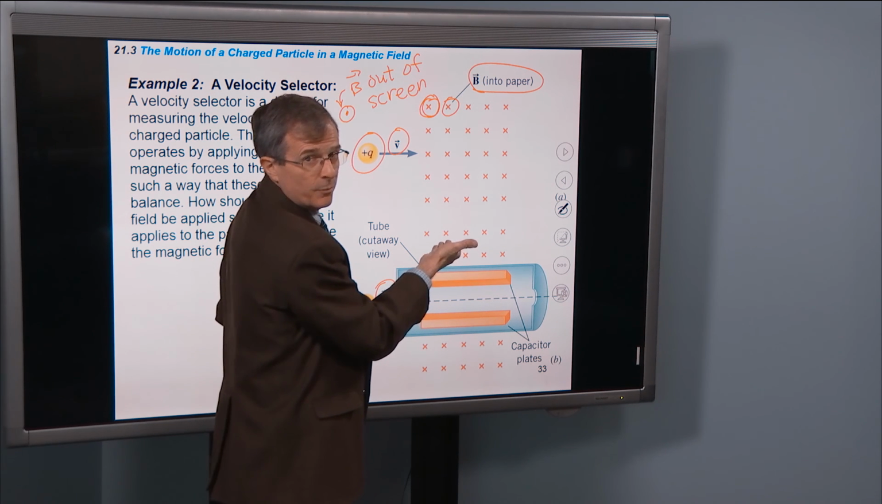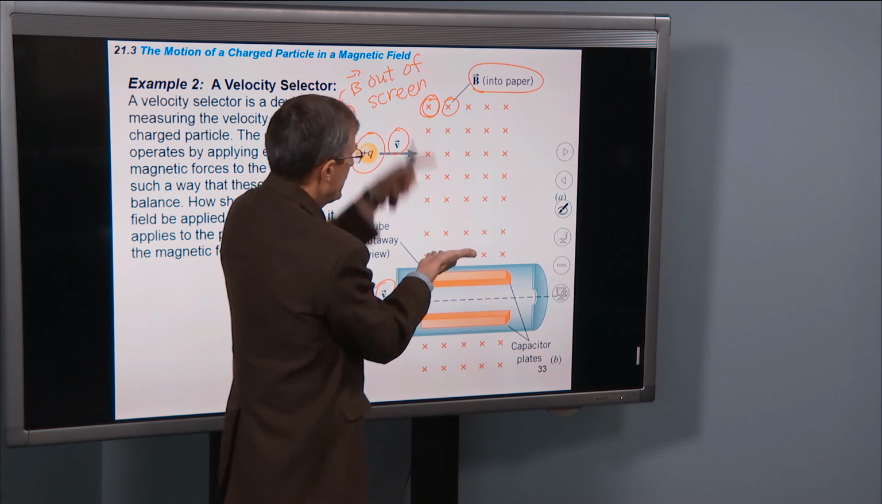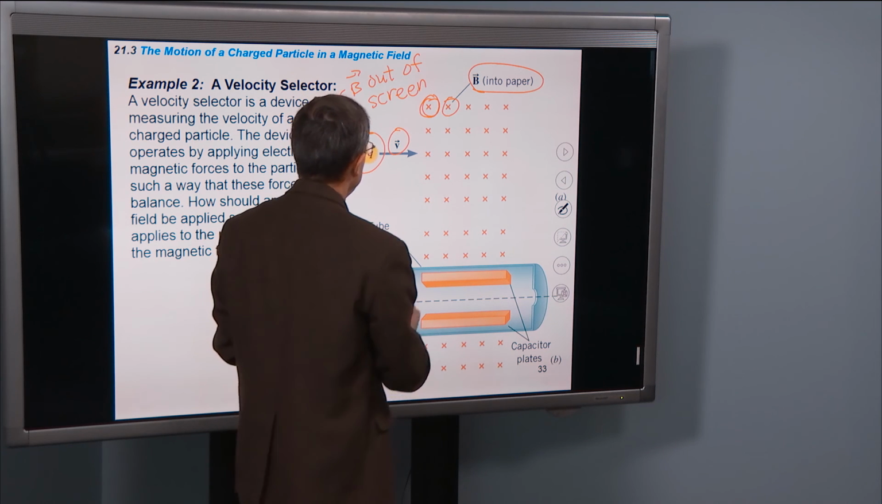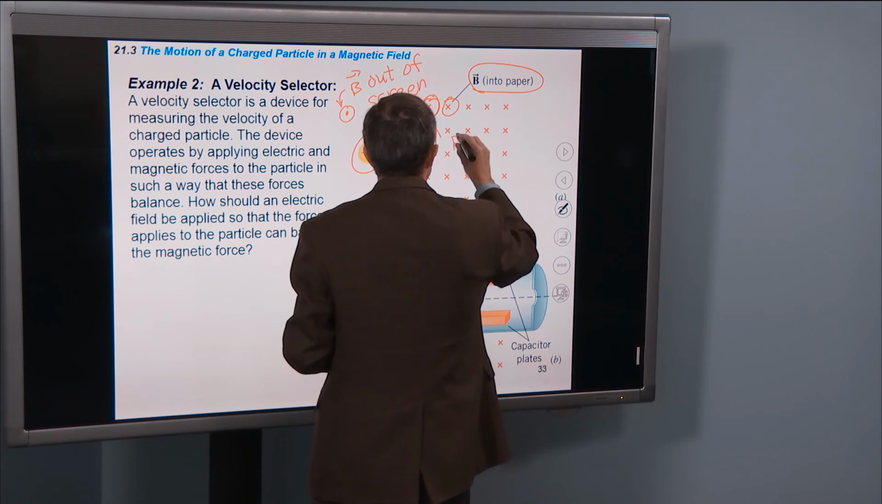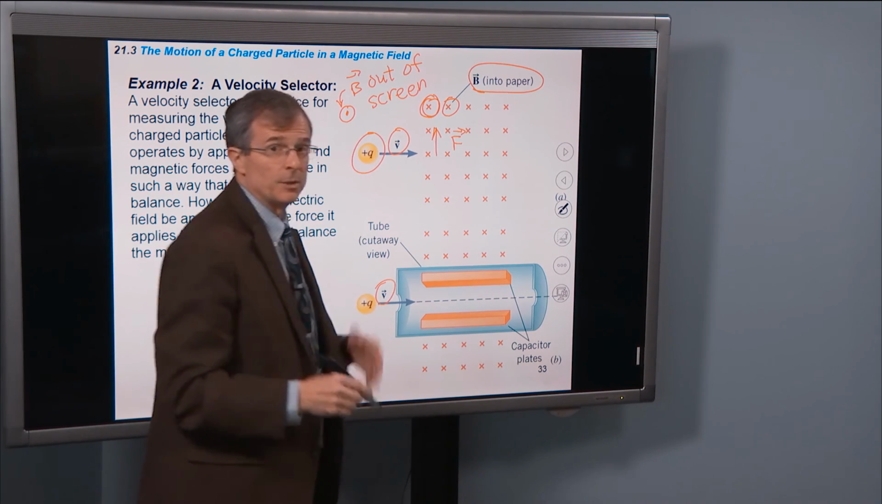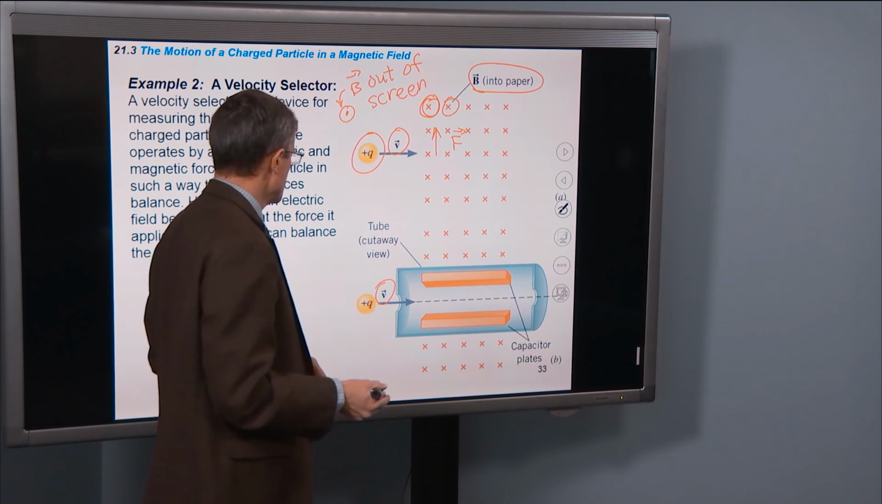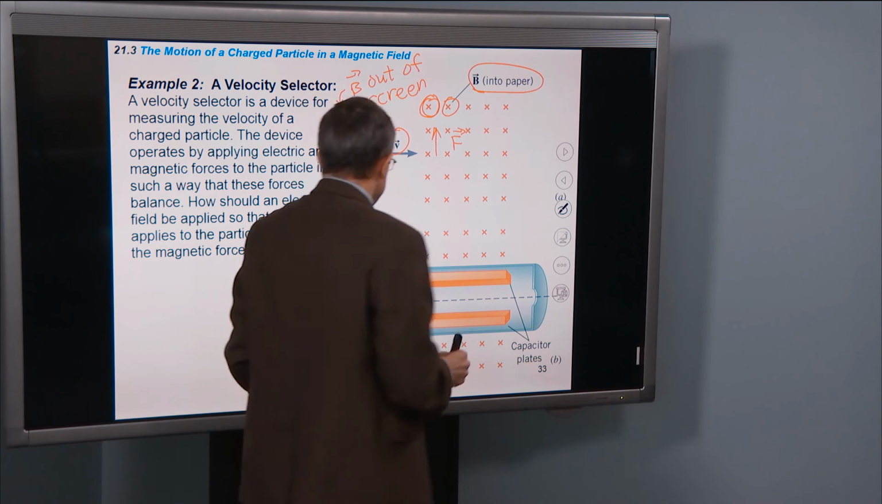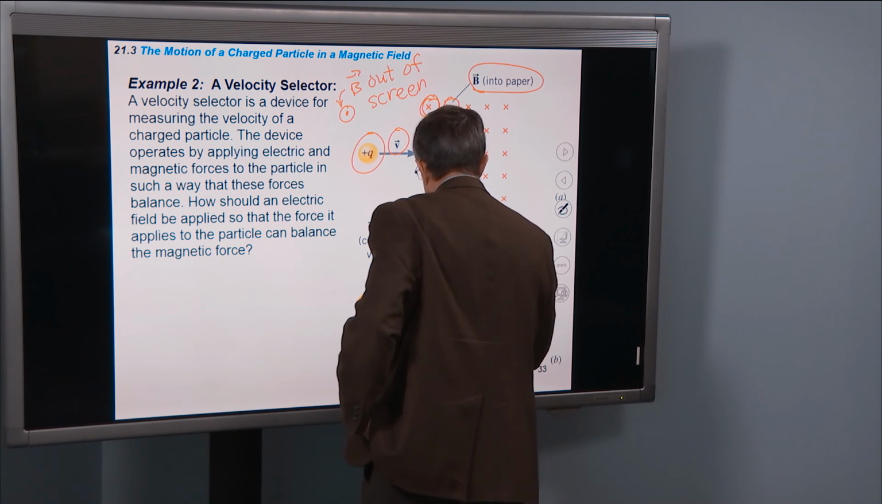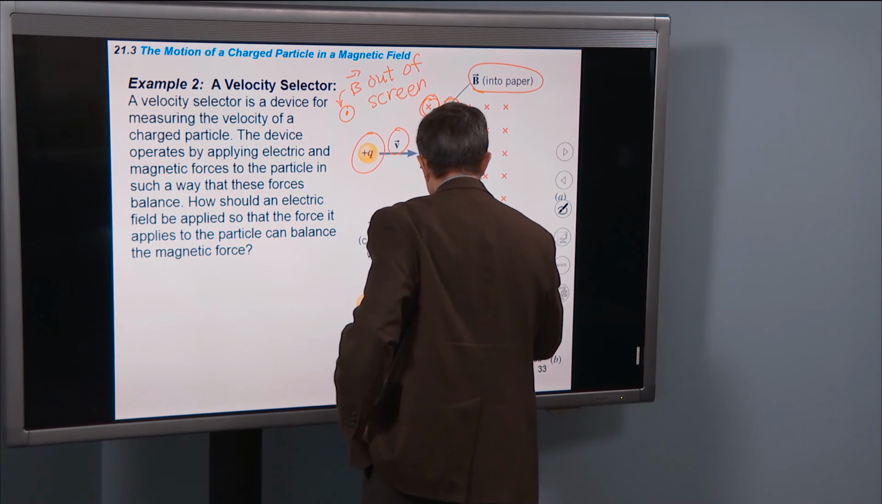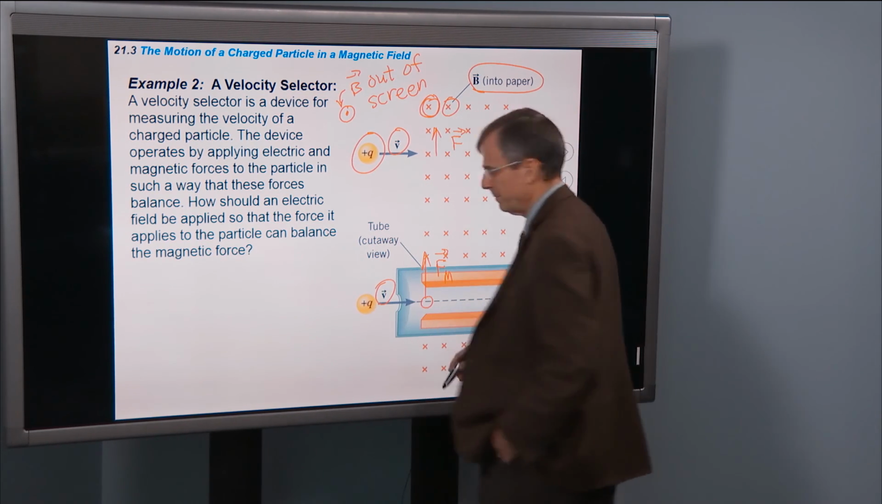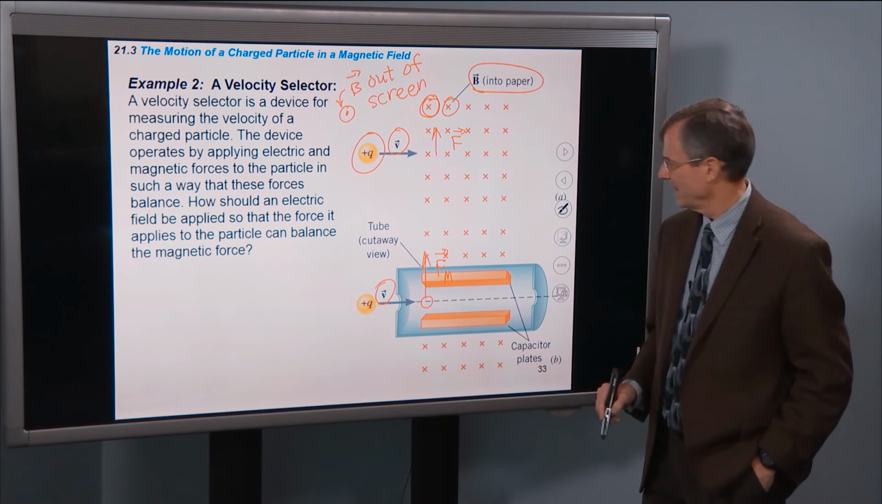So now my thumb is pointing in the direction of the velocity, and my fingers are pointing into the paper. What's the direction of the force now? It's out of my palm. So the force is going to be up, for a positively charged particle, and sure enough, this is a positively charged particle. So it's going to experience a magnetic force. Let me just put Fm to denote that magnetic force that's up.